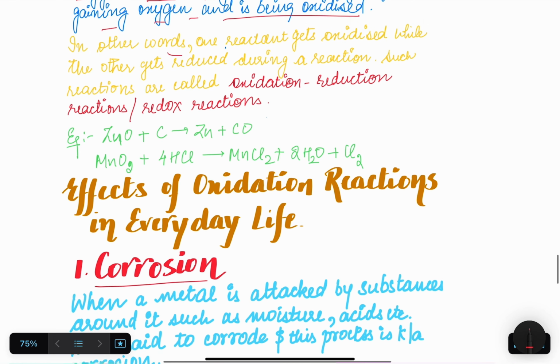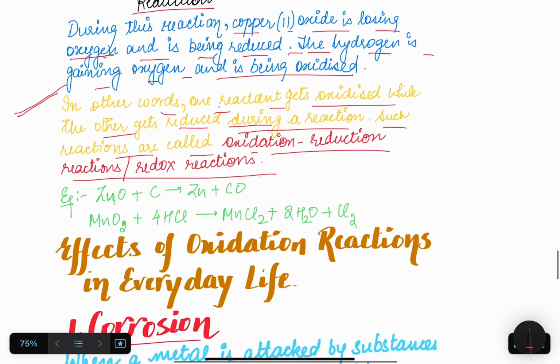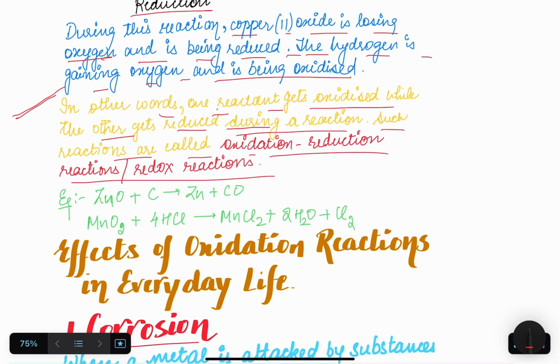In other words, one reactant gets oxidized while the other gets reduced during a reaction. Such reactions are called oxidation reduction reactions or redox reactions. This definition is very important and very frequently asked in the exams. So, I hope that's clear. In a reaction where both oxidation and reduction are undergoing together or simultaneously, such reactions are called oxidation reduction reactions, or we call it redox reactions.